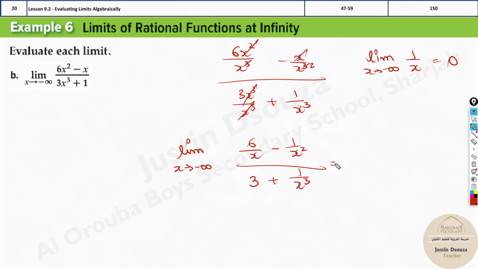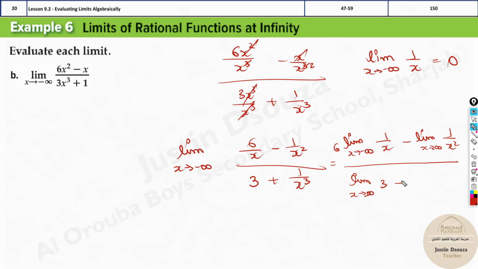I'll write it out over here. It'll be the limit as x tends to minus infinity. Since it's in writing, you have to write in detail. Otherwise, directly from a calculator, you get the answers. So the constant is removed out. It's 6 times the limit of 1 by x as x tends to minus infinity, minus the limit of 1 by x squared as x tends to minus infinity, divided by 3 plus the limit as x tends to minus infinity of 1 by x cubed. So this is the thing.